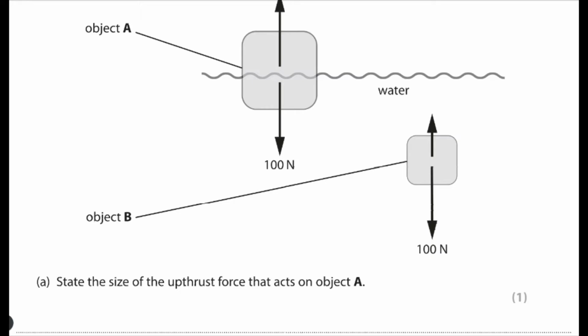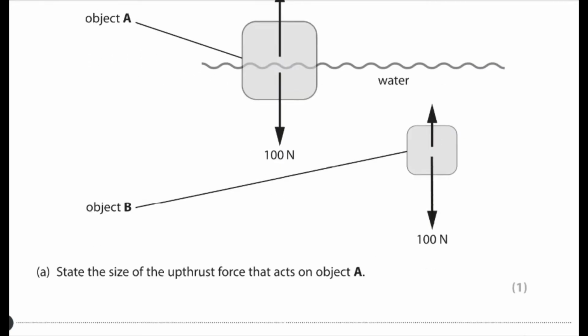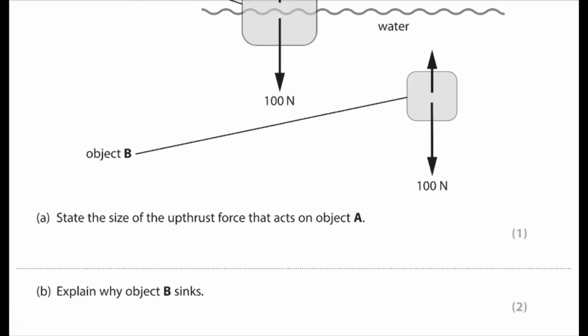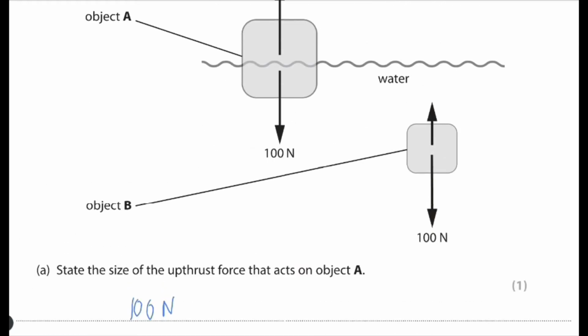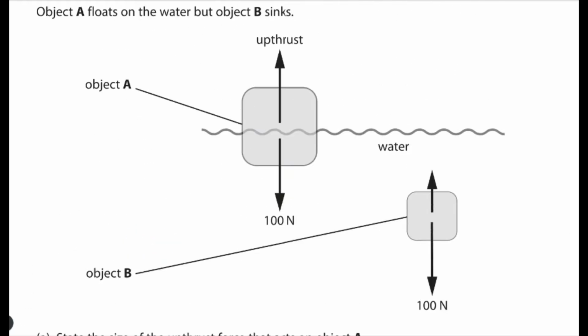State the size of the upthrust force that acts on object A. You can see object A is floating and the arrow of this upthrust is also similar to the weight value. So we can note down it is also 100 newtons. Next one, explain why object B sinks. You can see the upthrust arrow is very small compared with object A.